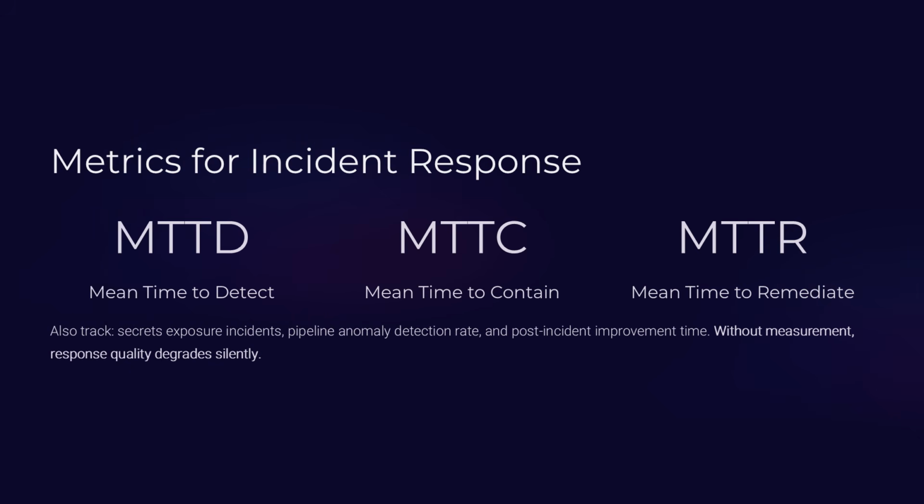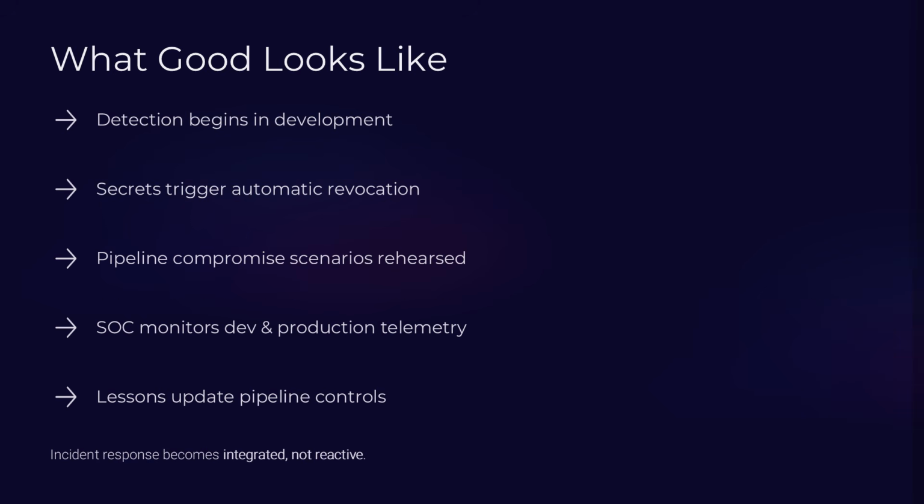You must measure response performance. Key indicators include mean time to detect (MTTD), mean time to contain (MTTC), mean time to remediate (MTTR), number of secrets exposure incidents, pipeline anomaly detection rate, post-incident improvement implementation time. Metrics ensure accountability and continuous improvement. Without measurement, response quality degrades silently.